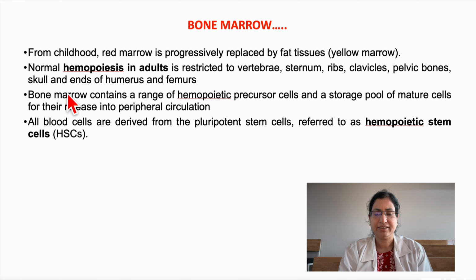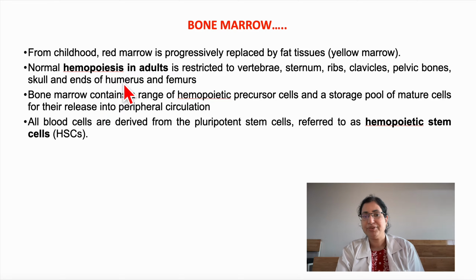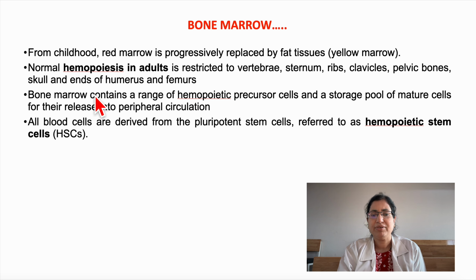From childhood, red marrow is progressively replaced by fatty tissue, yellow marrow. Normal hematopoiesis in adults is restricted to the vertebrae, sternum, ribs, clavicles, pelvic bones, skull and ends of the humerus and femur. Bone marrow contains a large range of hematopoietic precursor cells and a storage pool of mature cells for their release into peripheral circulation. All blood cells are derived from the pluripotent stem cells.